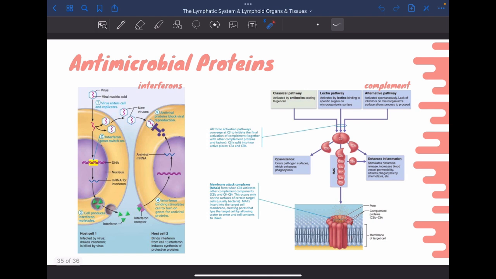Now we come towards the end. We're going to look at antimicrobial proteins, which are mainly two groups, interferons and complements, and then towards the end, hopefully we'll talk about fever.